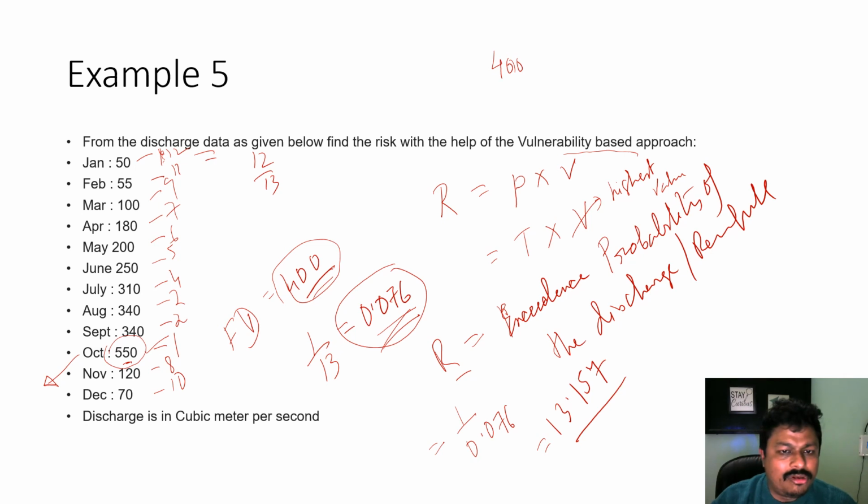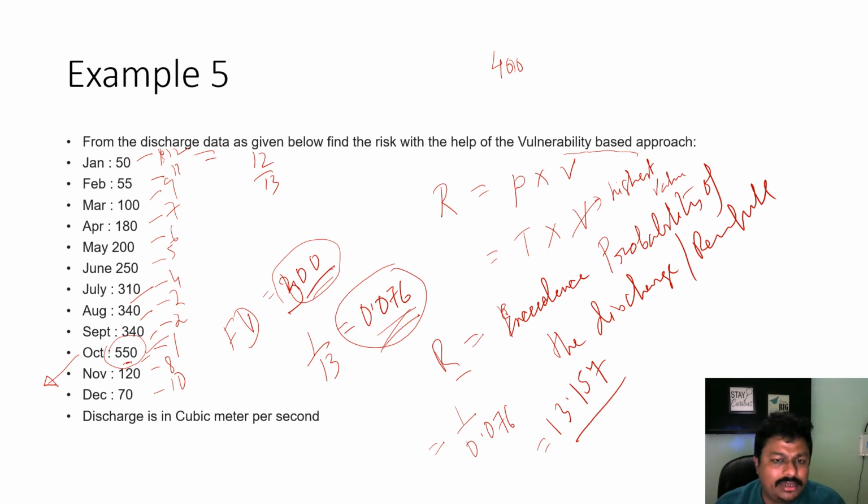If more than one value is exceeding, suppose instead of 400 this is 300, then you have to show the return periods of 310, 340 and 550. So this way you have to calculate the return period and show it in your answer.